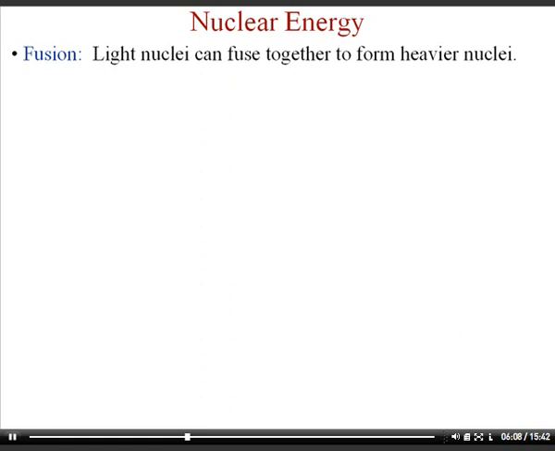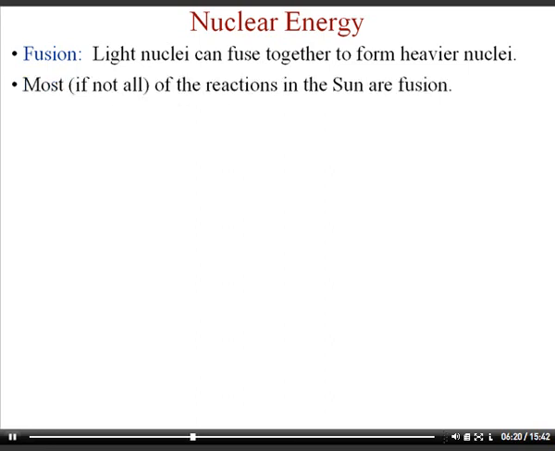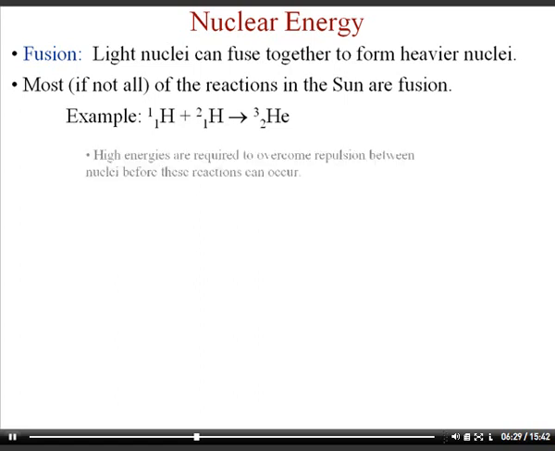Now we're going to change topics and talk about nuclear energy. There's two types of nuclear energy: fusion and fission. Let's do fusion first. Fusion is taking light nuclei, they stick together or fuse together to form heavier nuclei. Most, if not all, of the sun's radiation is produced by fusion reactions. And here's what happens. You take a couple hydrogens, you smash them together, you make helium.